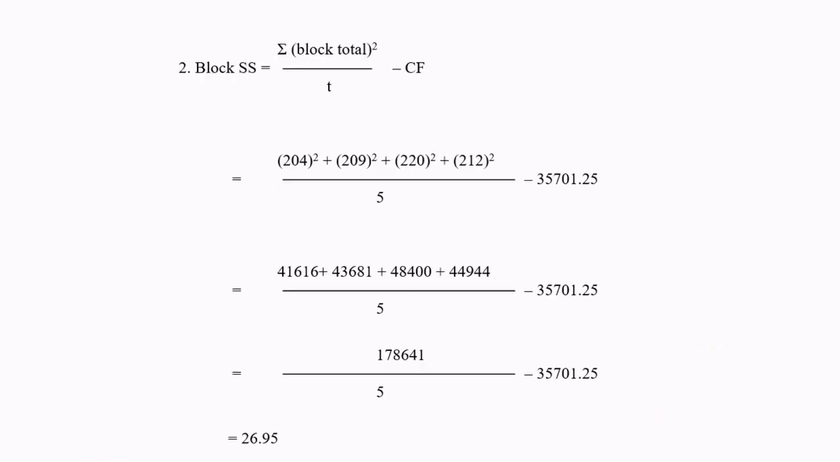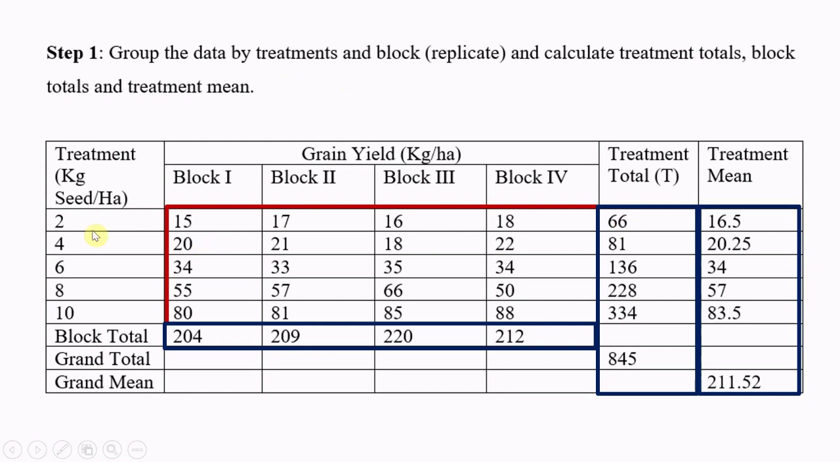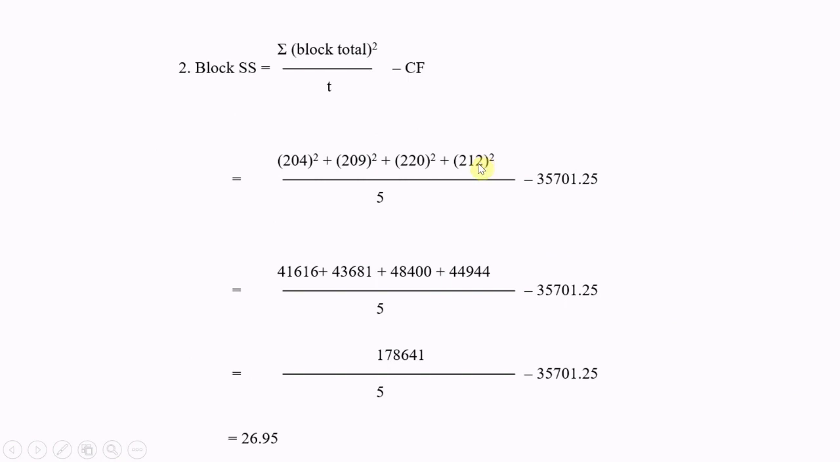In this way, you need to obtain the block sum square. The formula of block sum square is written here: summation of block total square divided by number of treatments minus correction factor. So these are the 4 block totals, as we have seen in this table. You need to square these block totals, and then add them, divide by the number of treatments, and subtract the correction factor. So this is how you can obtain the block sum square.